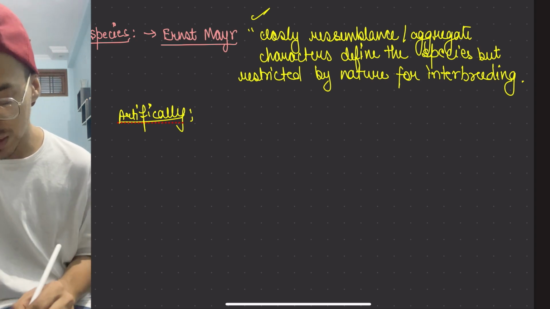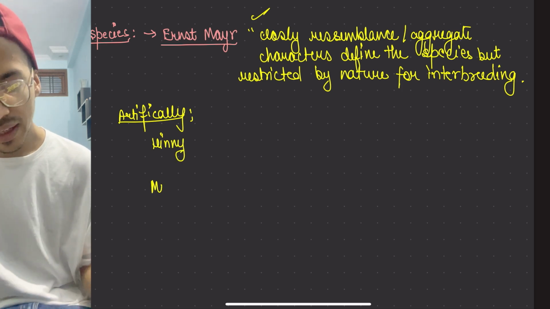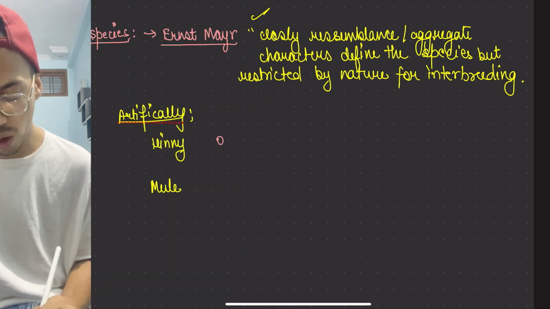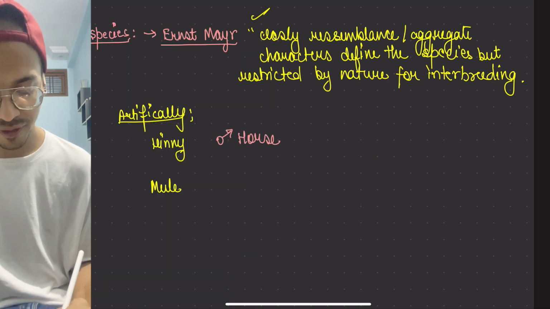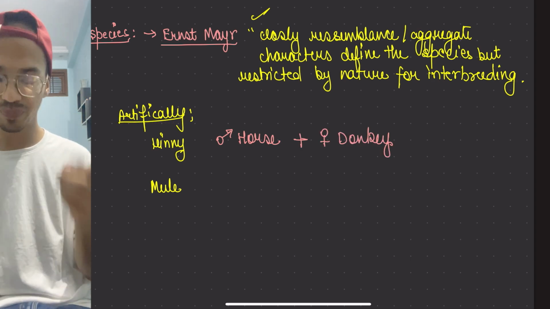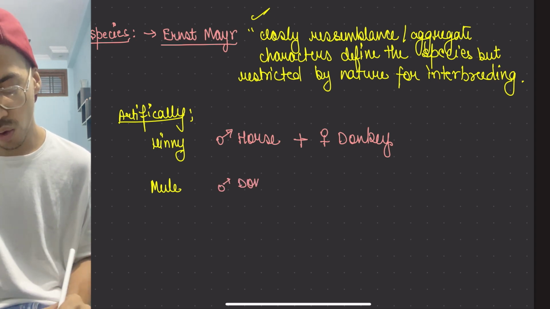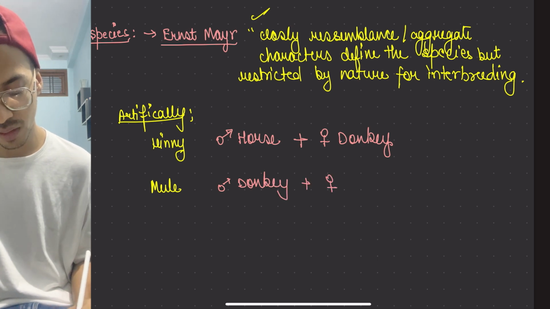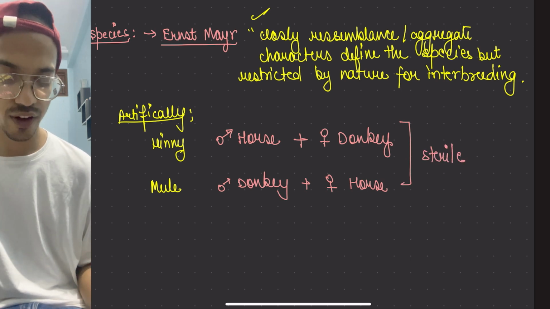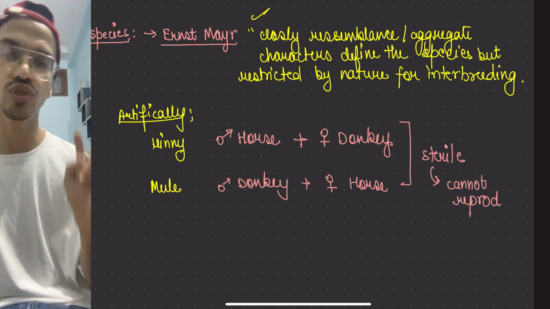Artificially, we have the hinny and the mule. A hinny is when a male horse fuses with a female donkey. Whereas a mule is a male donkey with a female horse. They both are sterile and cannot reproduce. Nature itself stopped it, saying that this is not a species you can make.